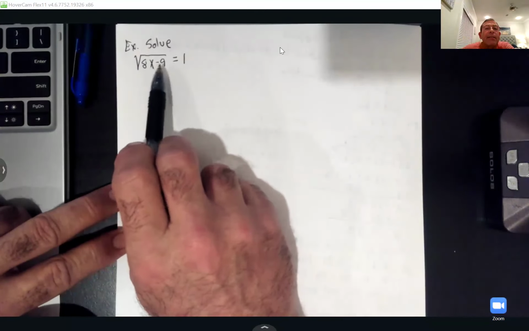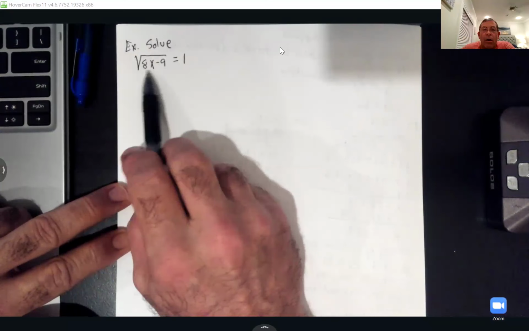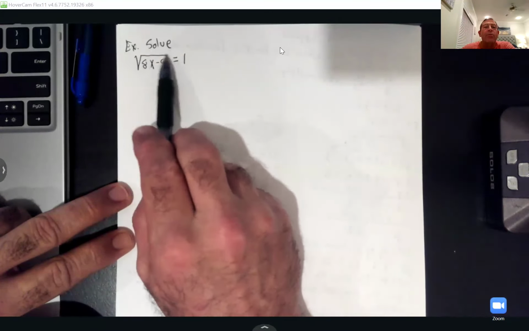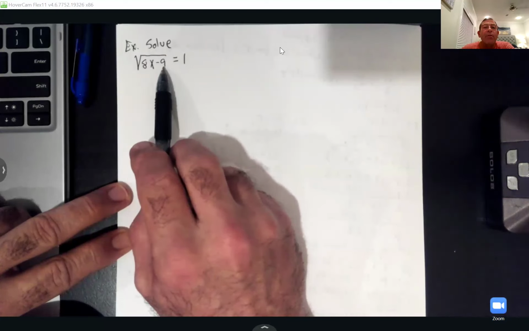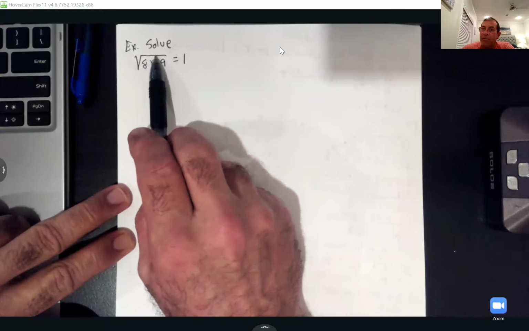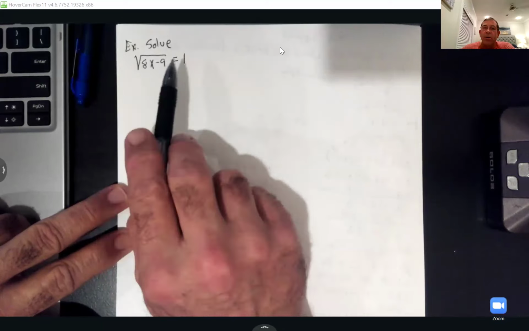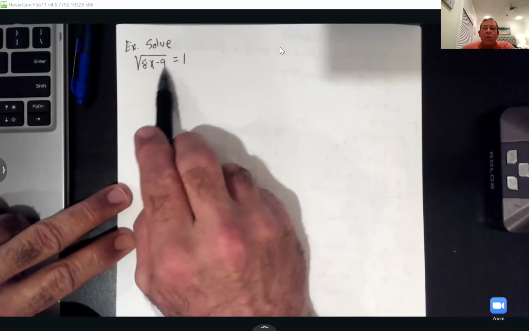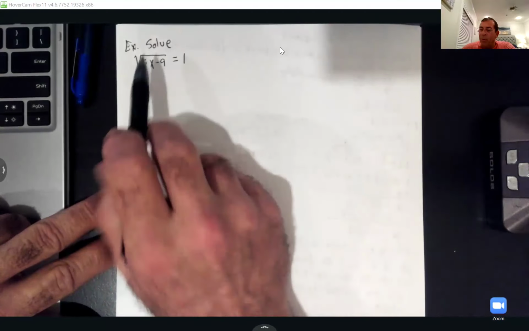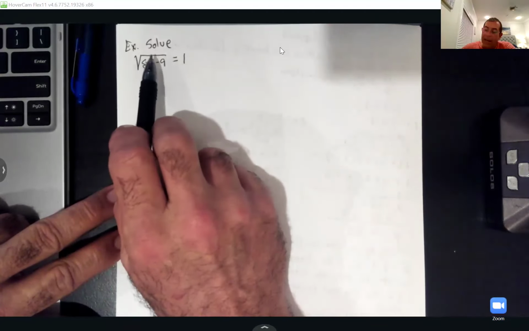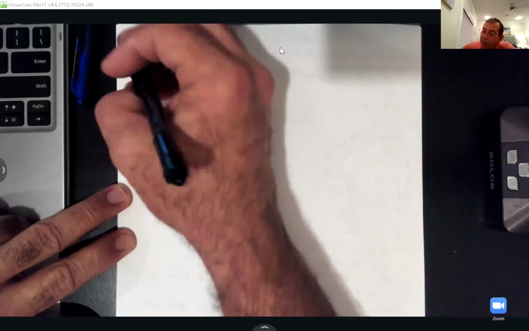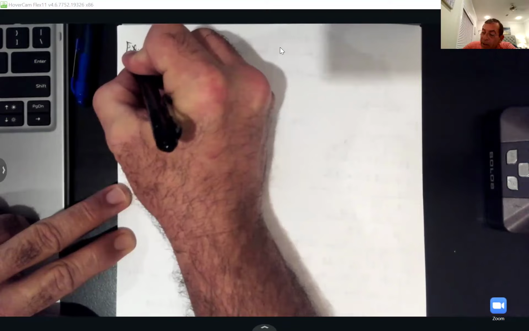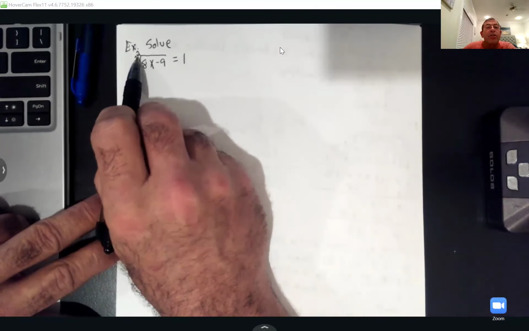Now, here's the thing. This 8x minus 9, it's all up under that radical, okay? So this is a single radical term here. You cannot move this 9 while it's under that radical. So we cannot add 9 to both sides. That means our first move is to get rid of the radical. And to get rid of that radical, remember, this is like a square root. There's not a number shown there, so it's like that number is a 2.